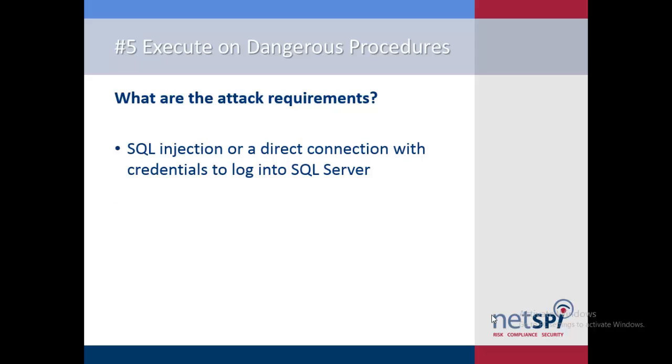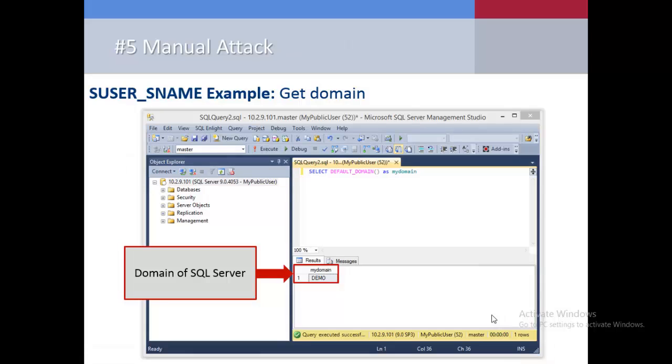So the requirements for all of these are basically just public role access via SQL injection or direct connection. And I thought it might be fun to just go through the domain user enumeration scenario, walk through it manually, and then show you some of the automation. So the first thing we need to do, as an attacker coming in blind, is this: I don't know the domain of the SQL server, so I need to grab that first.